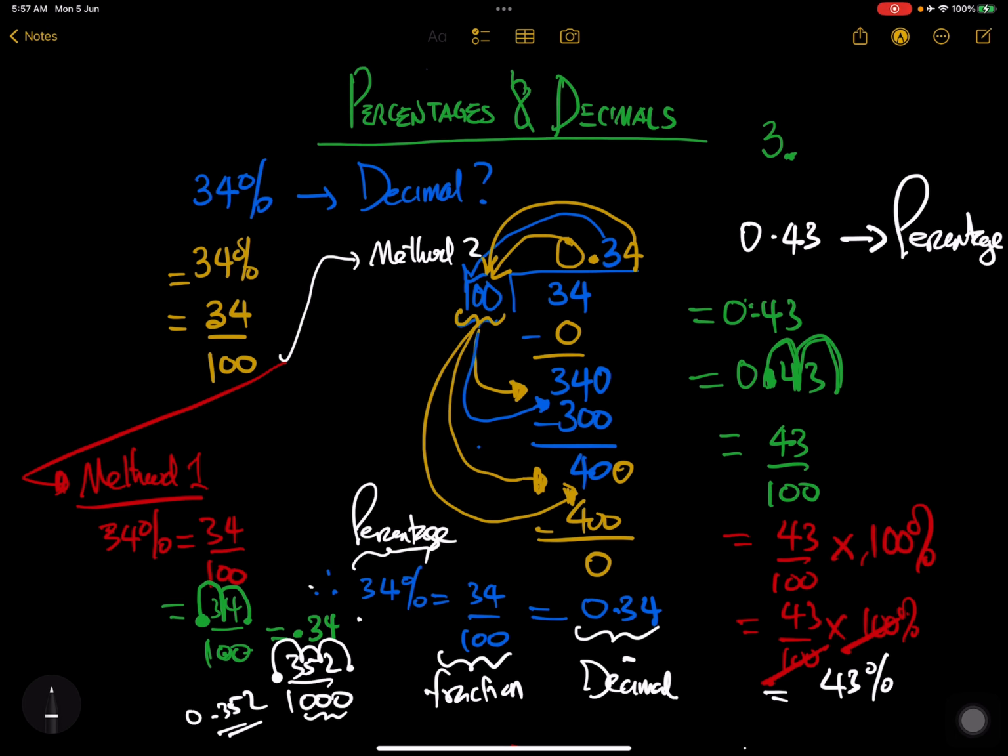So I hope this helped in our journey. We've been able to discover how to convert a percentage into a decimal. We said we can do it in 2 ways, method 1 and method 2, depending on what is in the denominator. And finally, we've also been able to convert a decimal into a percentage.